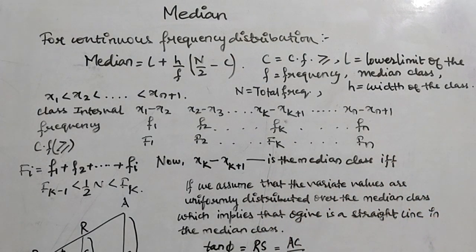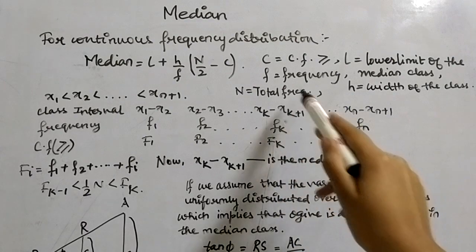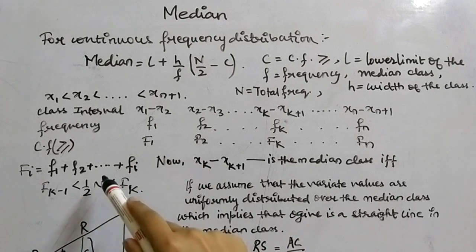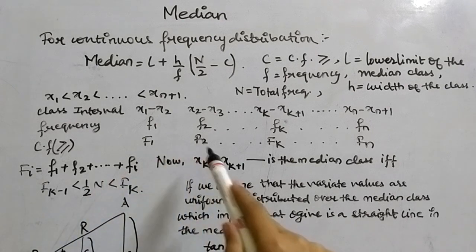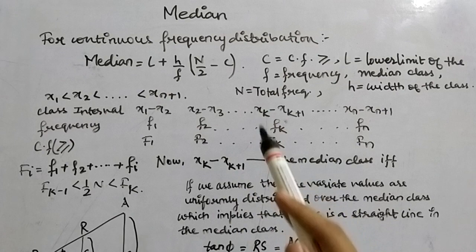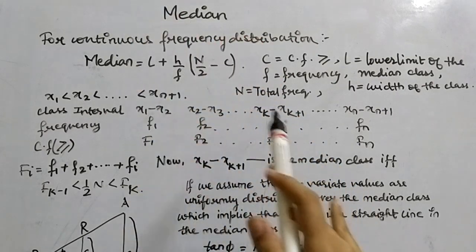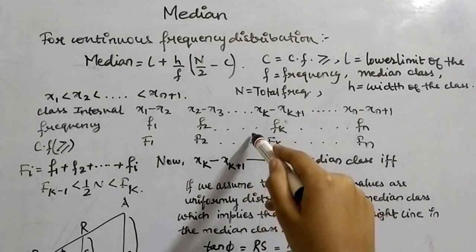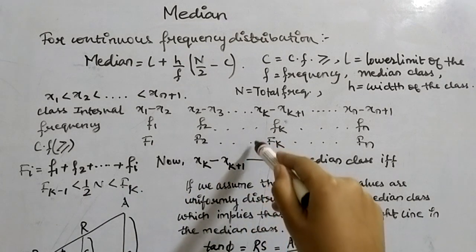Now we have assumed that this is the median class. This can be the median class only if we calculate the total frequency divided by 2. Whenever you have this, you have to see within which cumulative frequency it lies. So this must lie between the cumulative frequency of the preceding class and that of the median class.